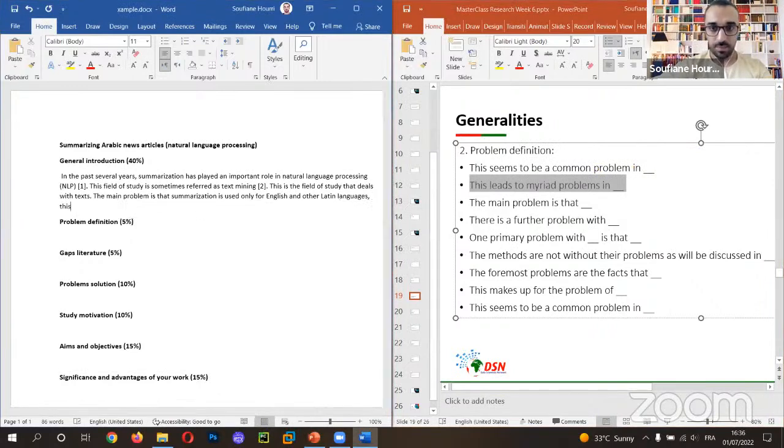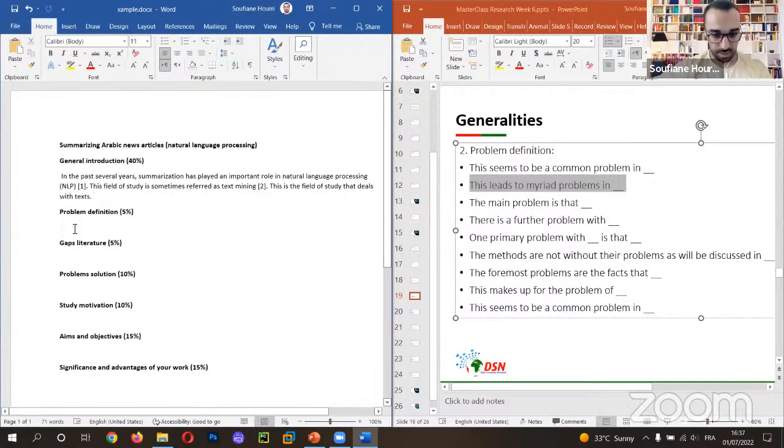Okay, this leads, for example, to myriad problems in pre-processing. For example, pre-processing: I'm talking about tokenization, lemmatization, and a lot of techniques, vectorization. Let's say this is "that leads to" dash problems. Okay, this will be the main problem, and I will put it here.